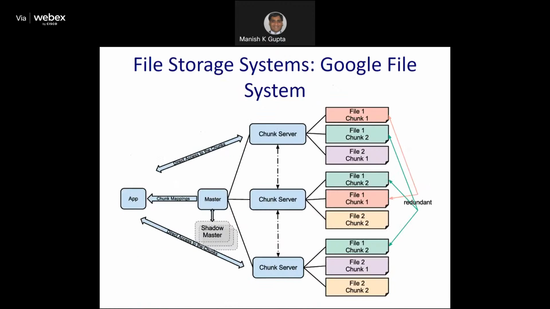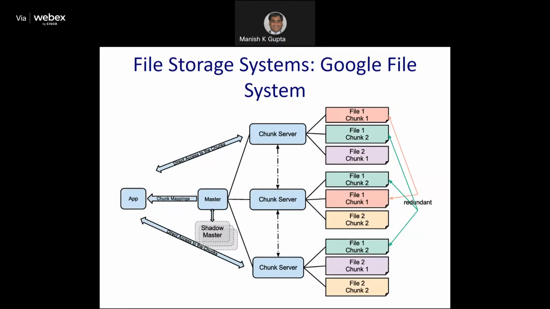So here is the Google File System. There is an app, and there is a master server. There are chunk mappings and chunk servers. File 1, chunk 1 is on this chunk server, and it is also replicated on another chunk server. File 1, chunk 2 is replicated here as well. So redundancy is built into the system. That is how the Google File System works.